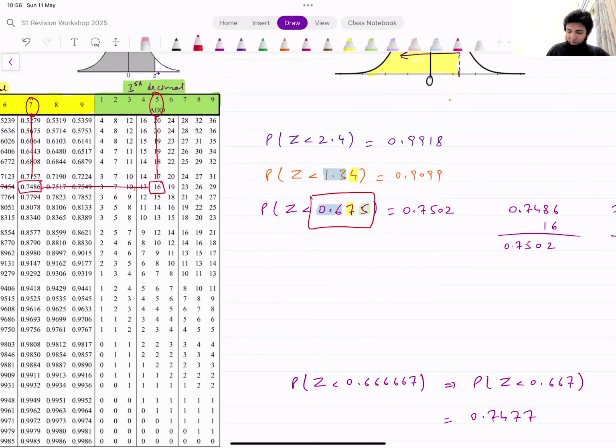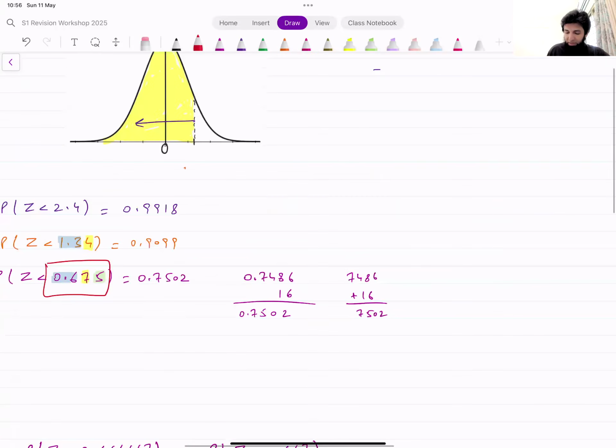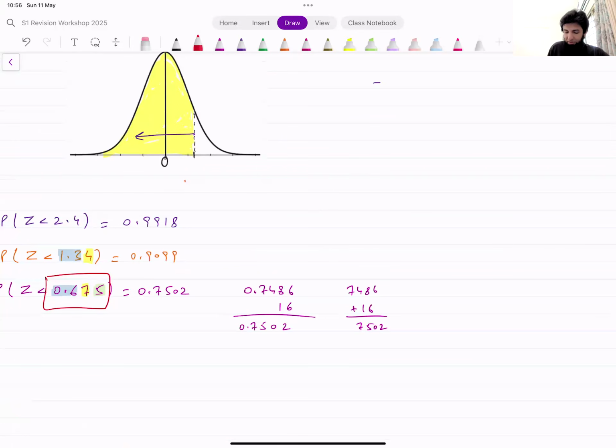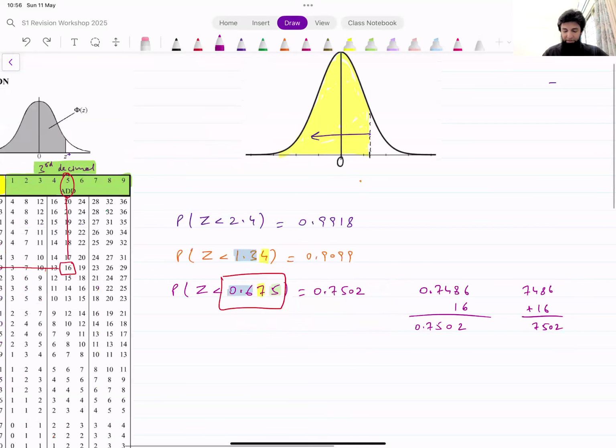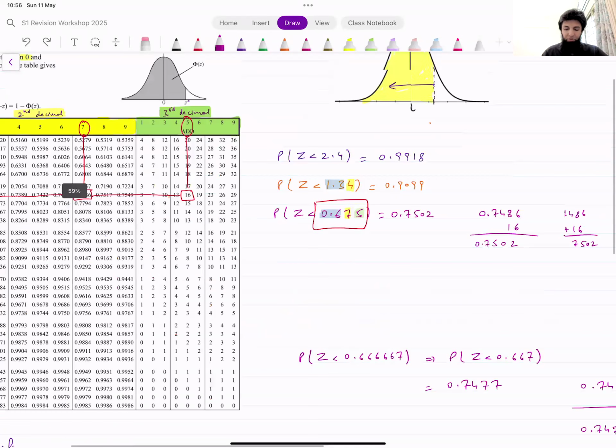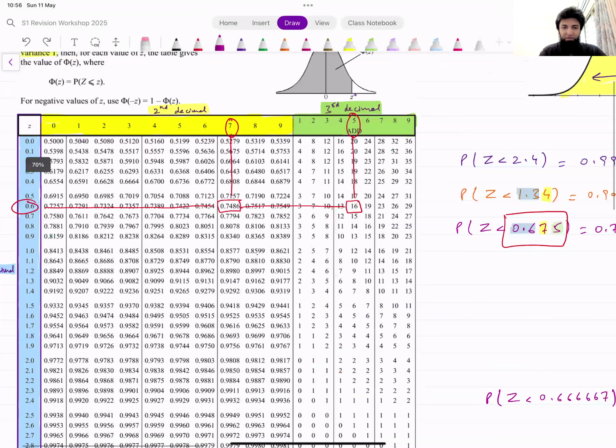Now, you can do it mentally, and that's perfectly okay. If you find it difficult to do it mentally, on your calculator, without the decimal, input this: 7486 plus 16, and that will give you 7502. And then you can just put a decimal in the beginning, and that will be the probability. Okay, so that's how you find probability values using Z values. It could be 1 decimal, 2 decimals, 3 decimals.